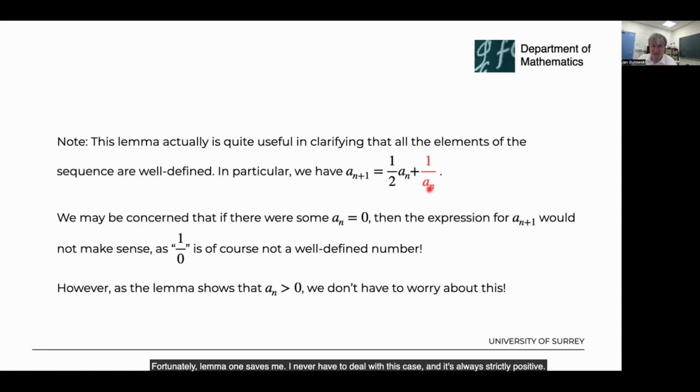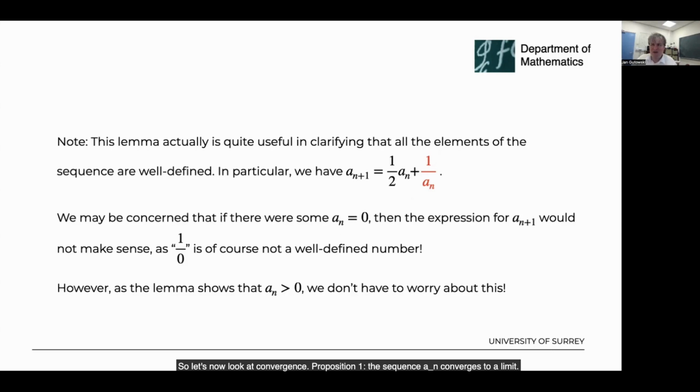Fortunately, lemma 1 saves me. I never have to deal with this case. an is always strictly positive, and so I'm never trying to divide by 0. The sequence is well defined. It's not going to start being ill-defined at some point. So that's very useful. That's a property of well-definedness for the sequence.